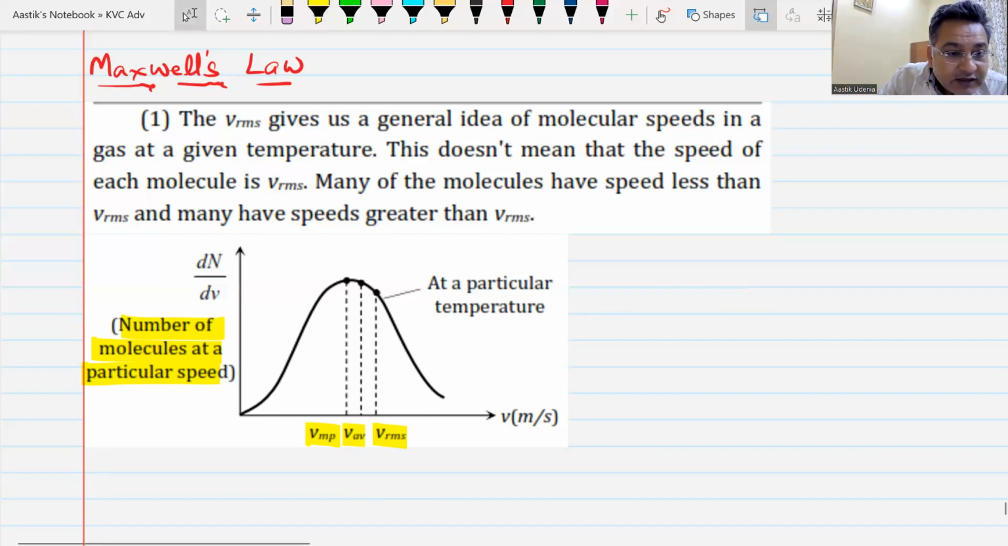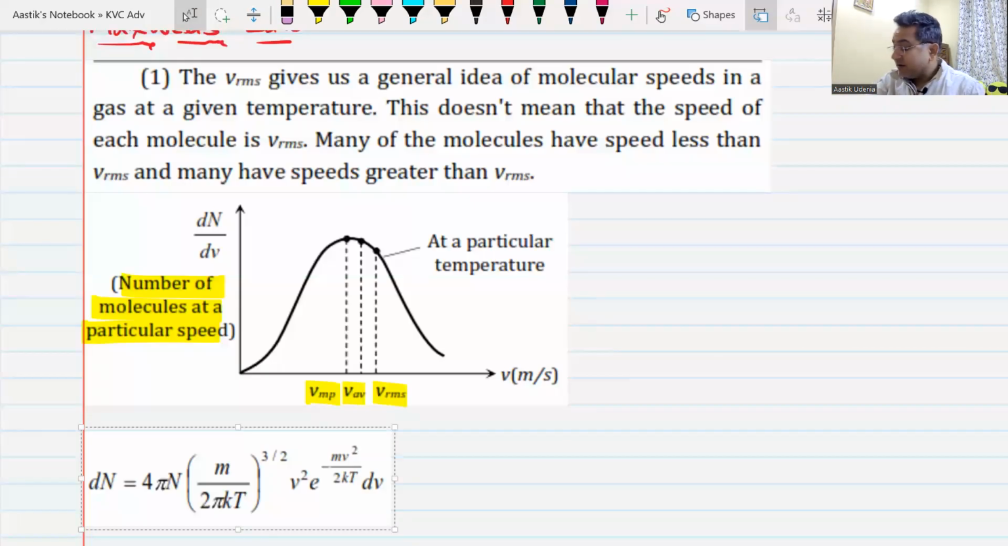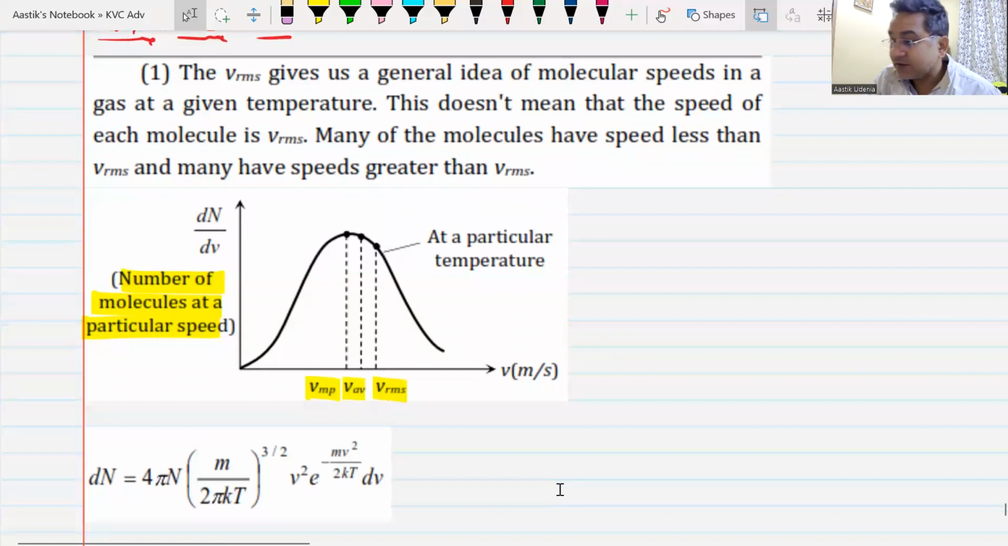Do we understand this? Yes, sir. This is the equation that he gave, the relation between dN and dV. This is absolutely out of your course, but you can just remember it, since I have found it out. So I'll give you that relation. dN is 4 pi N times (m by 2 pi kT) to the power 3/2, times V square, e to the power of minus mV square by 2kT, dV. It is just an absurd relation which has got nothing to do with the discussion right now, but this is the relation that you actually get.